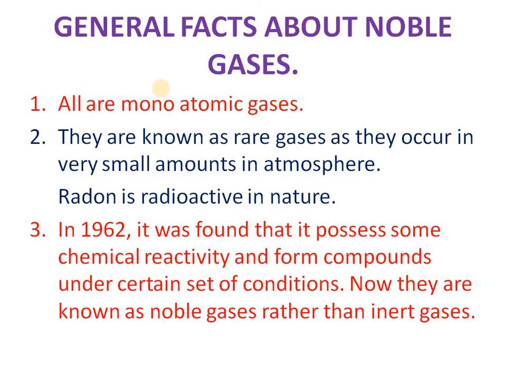All are monoatomic. Helium, you are not finding He2. That's not possible. You are not finding Ne2. That's not possible. They are known as rare gases because they are found in very small amount in the atmosphere. Radon is radioactive in nature. In 1962, it was found that these gases possess some reactivity to form compounds under certain conditions, particularly xenon, and therefore they are known as noble gases rather than inert gases.